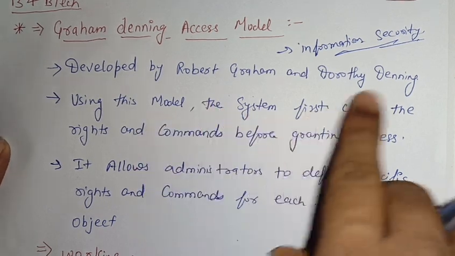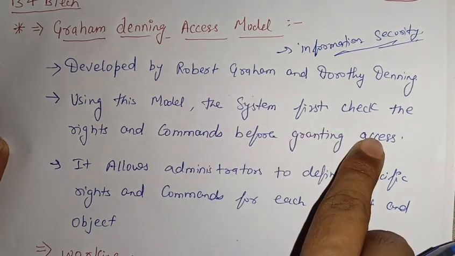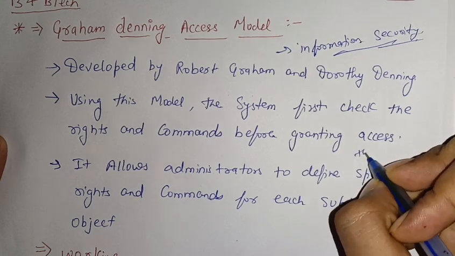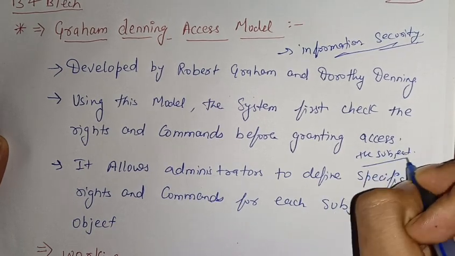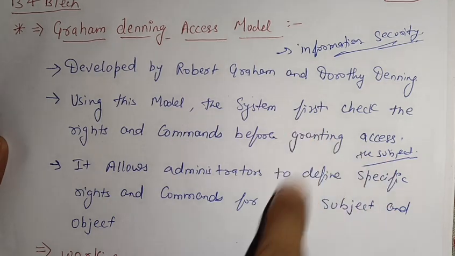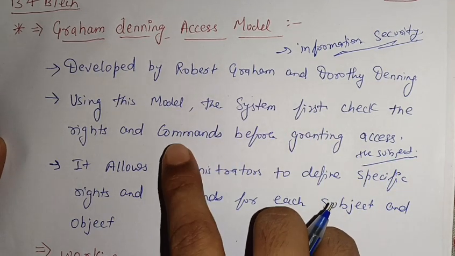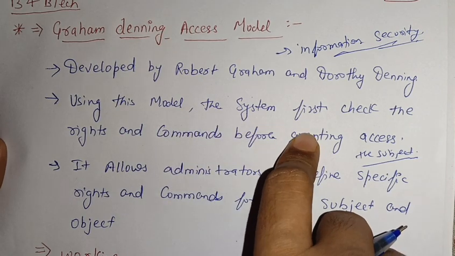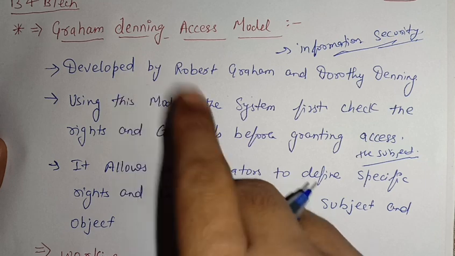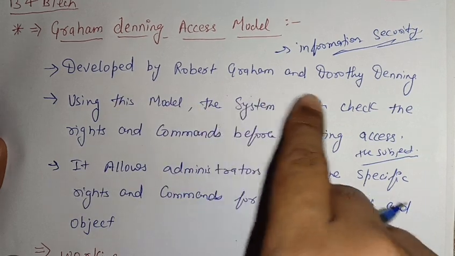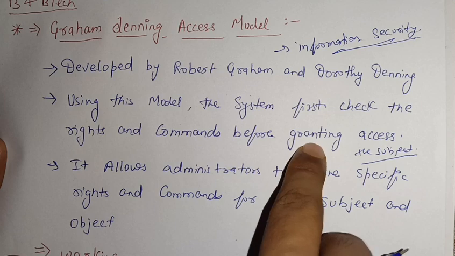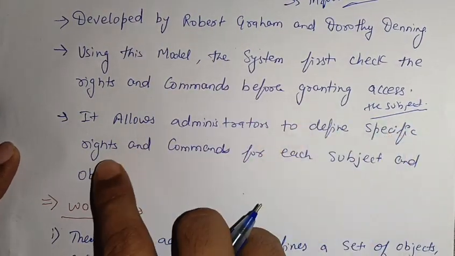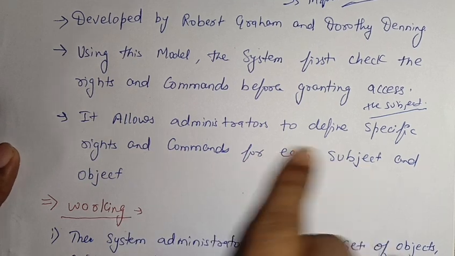Using this model, the system first checks the rights and commands before granting access. In this model, the user is called a subject. Whenever any subject is trying to get access in the system, first the system checks the rights and commands, whether that authorized person has the right for the particular information or not. After that only it grants the access. It allows administrators to define specific rights and commands for each subject and object.